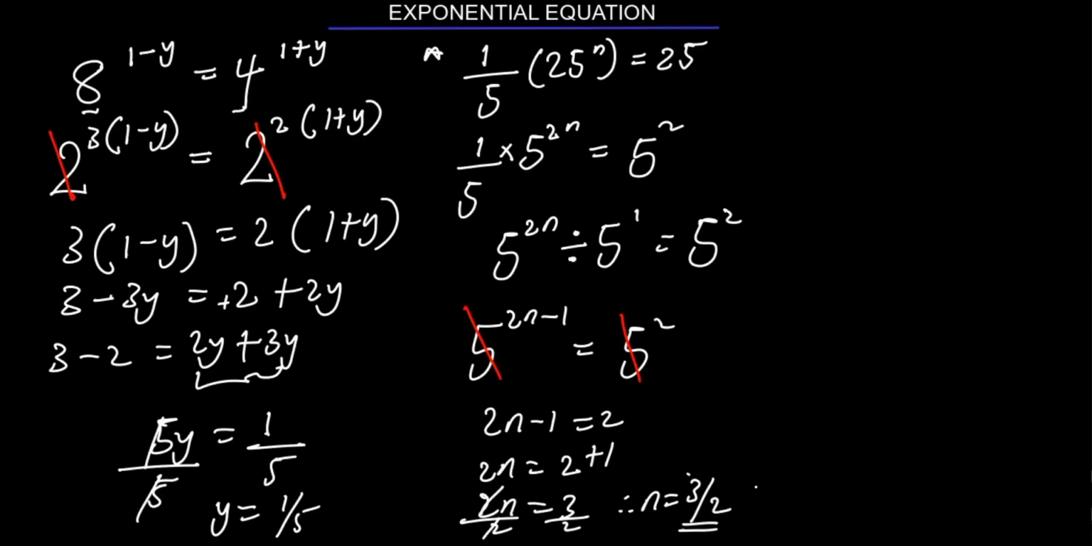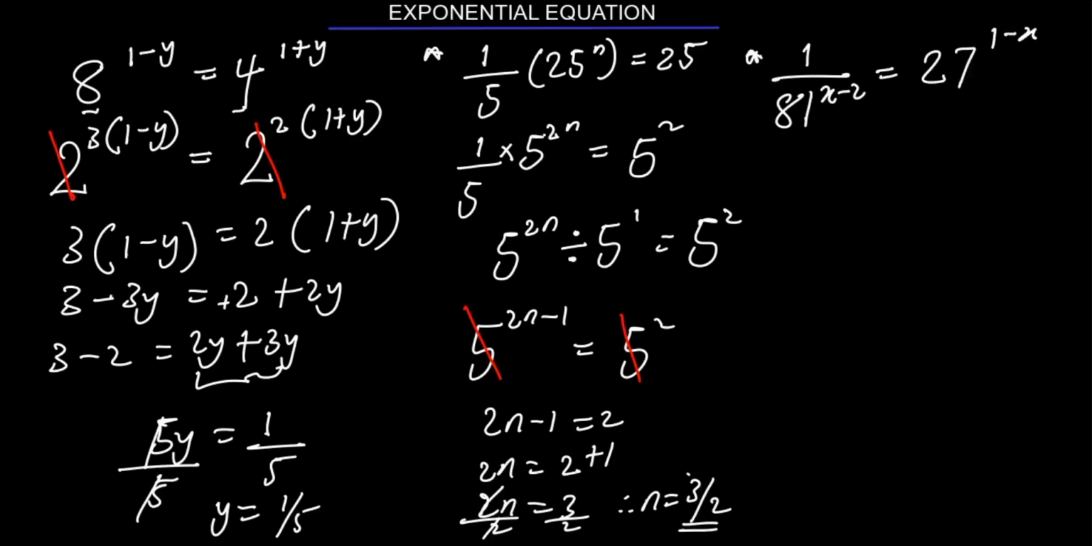Now the next question is this. If I have 1 over 81 to the power of x minus 2 to be equal to 27 to the power of 1 minus x. Now, what do we do here?